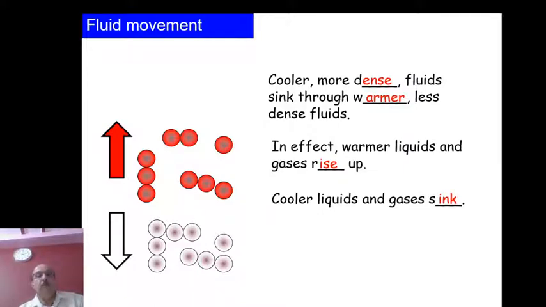Here we have different types of molecules having different temperatures. The hotter molecules are less dense and they will rise up, whereas the cooler molecules or the particles of fluids are closer to each other and they are more dense than the hot ones, so they will sink.